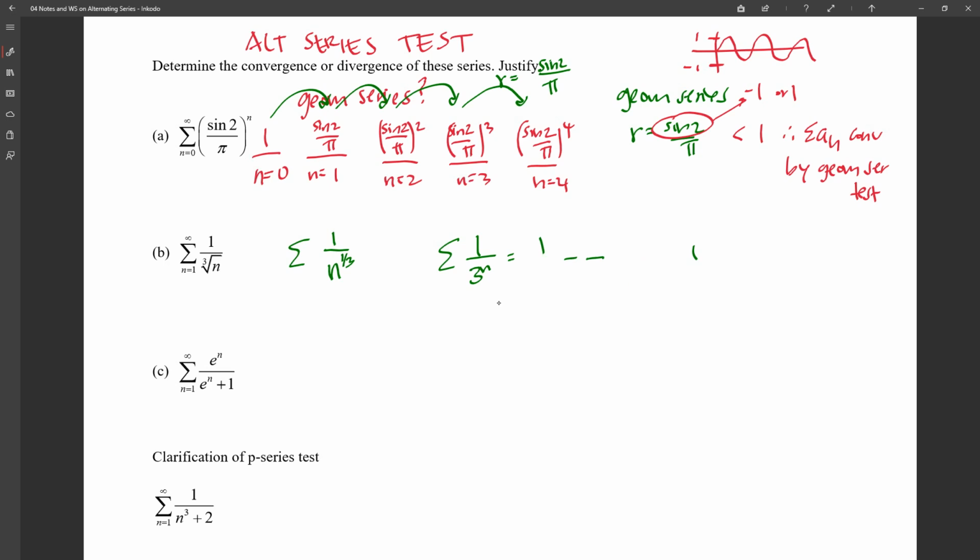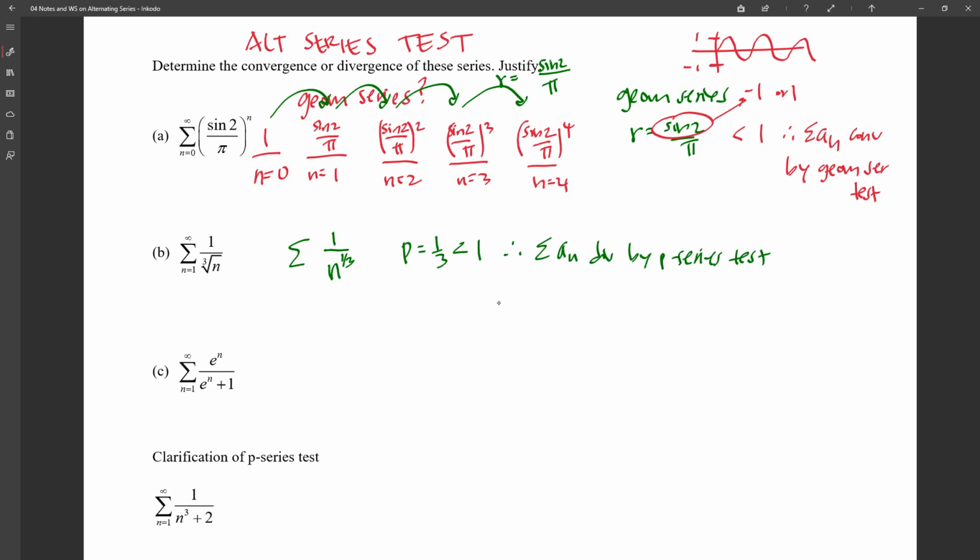All right, so let's look at the p-series here. What I have is p is equal to 1/3, and 1/3 is less than 1, okay? So therefore, what I know is that this series diverges by p-series test, okay?